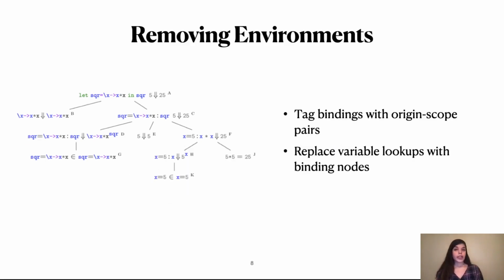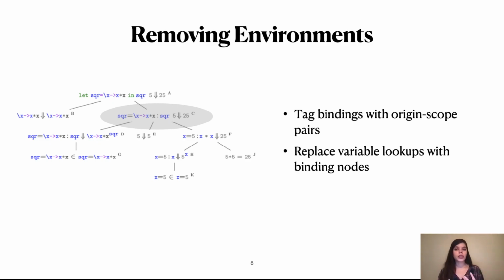Now, the second step is removing environments, which is not very simple. If we look at the node C, the binding square, if we remove that, we lose two things. We lose the immediate information regarding the value for the binding of square, and we also lose the information regarding where the binding for square is visible, like the scope of the binding.